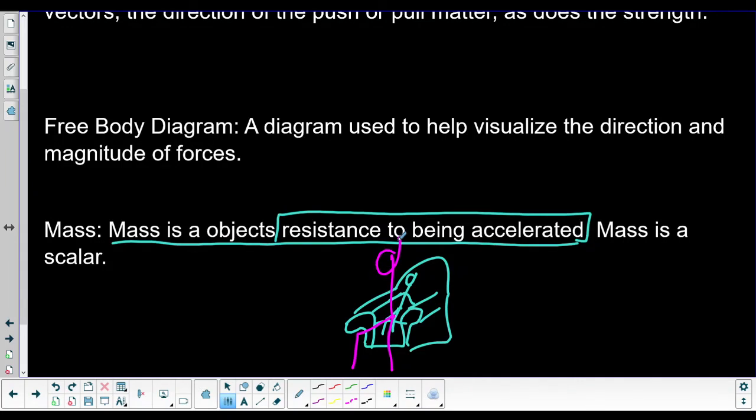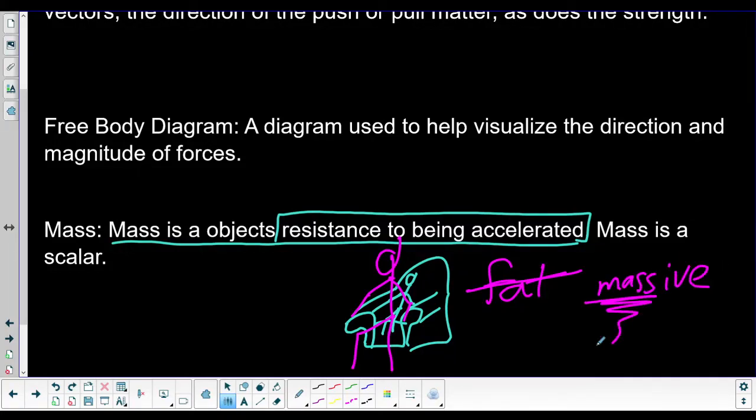You sit on them and they go, "Get off me. You're fat." They call you fat because you're big and they push on you and it's hard for them to move you. What they should say, what's a little more scientifically accurate, is they should call you massive instead. Because you have so much mass and it's hard for them to accelerate you or get your velocity to change. It's hard for them to get you to move.